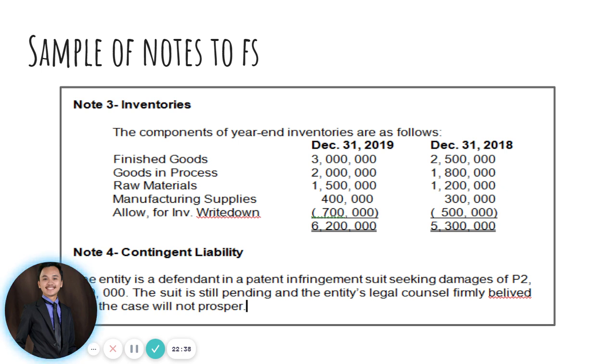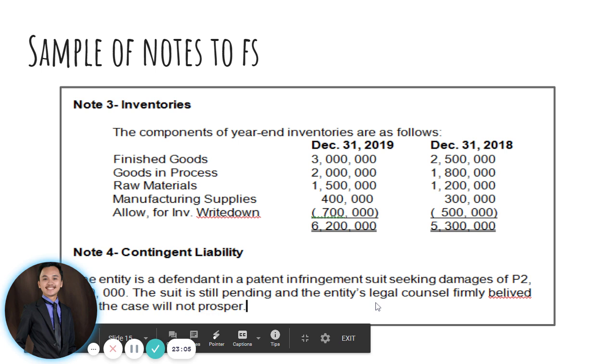And lastly, guys, your last note is your other disclosures. Your other disclosures include contingent liabilities, unrecognized contractual commitments, and non-financial disclosures. So for example, if there's a contingent liability, you should properly disclose it this way. Let's have an example. The entity is a defendant in a patent infringement suit seeking damages of 2 million. So we have a contingent liability here of 2 million. The suit is still pending and the entity's legal counsel firmly believes that the case will not prosper.